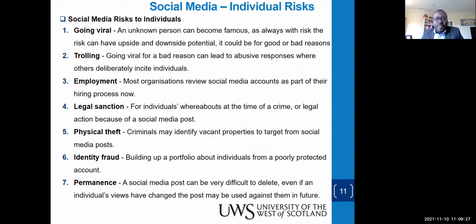Okay. Then also permanence is one key risk. Social media can be difficult to delete. You think you've deleted it, Facebook is keeping it in an archive.